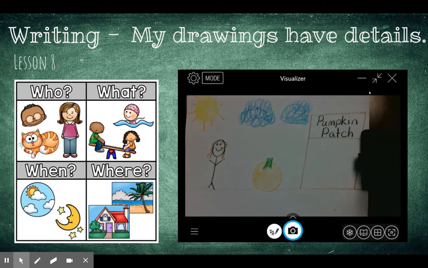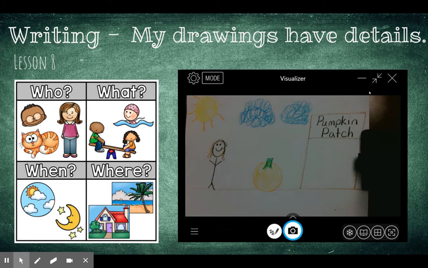Now, Miss K used our drawing details checklist to make sure that I had all 4 items in my picture to help make my story even better. So let's go through and see if Miss K has everything on our checklist. The first thing on our checklist is, does my drawing tell me who is in the story? Well, if we look right here, Miss K drew a picture of herself. So that tells me that Miss K is a character in my story.